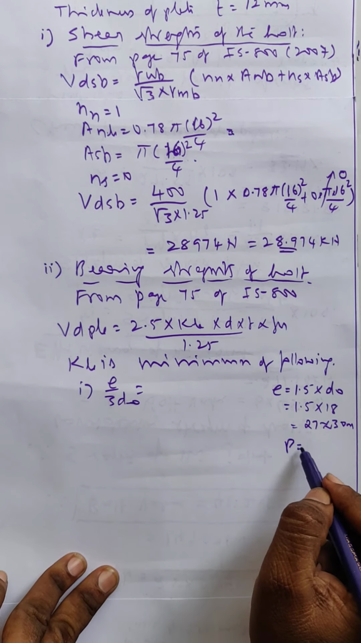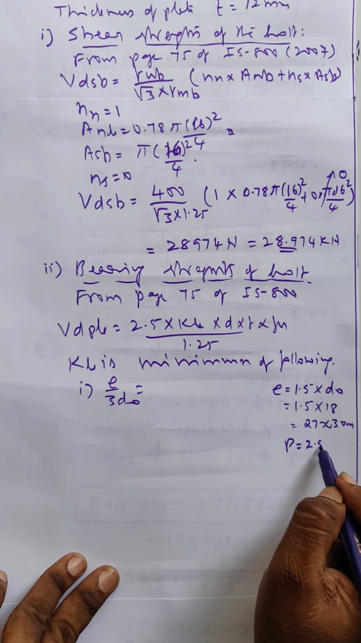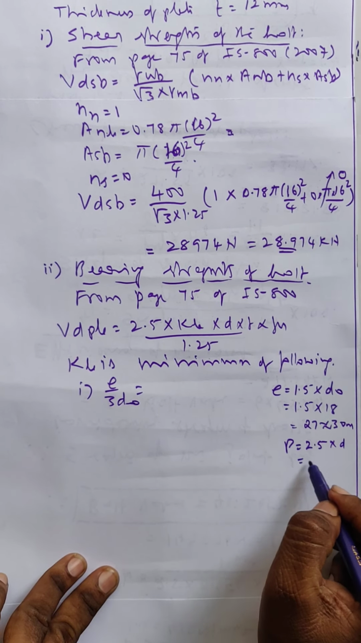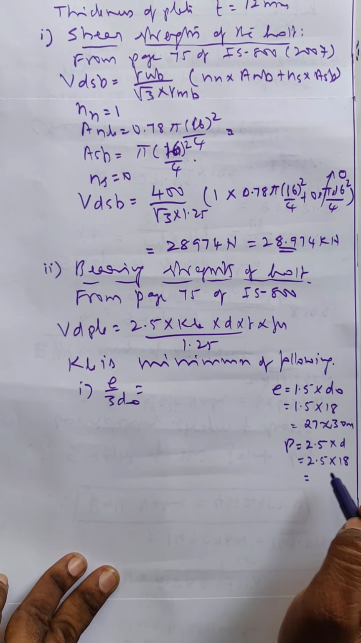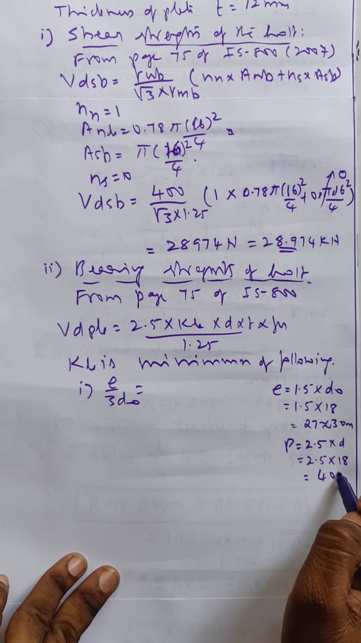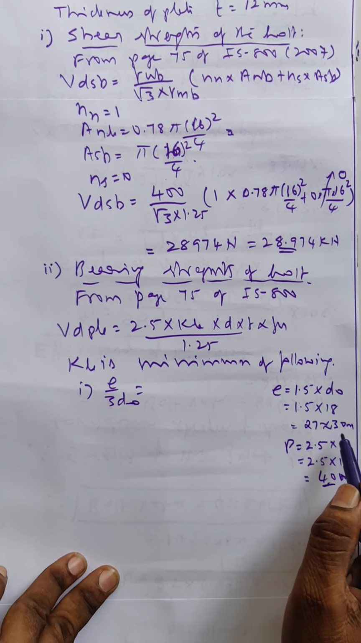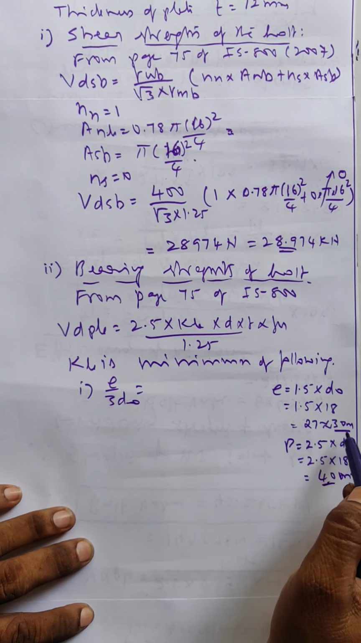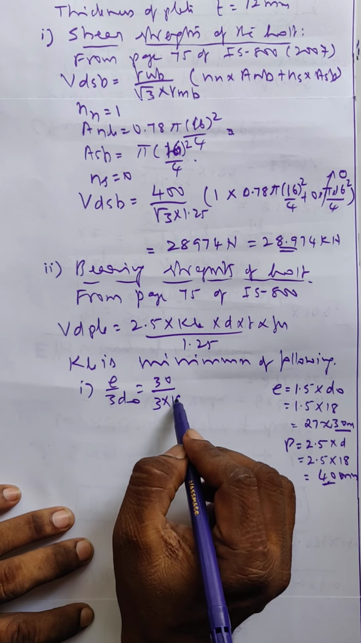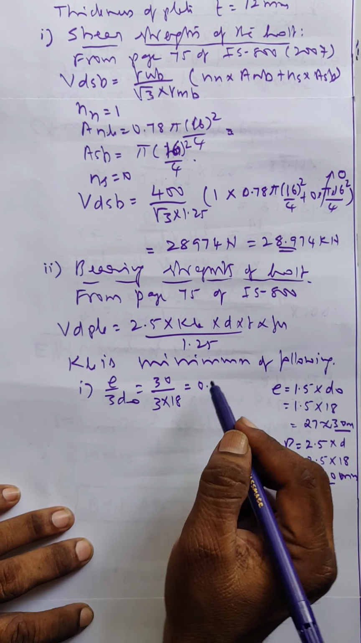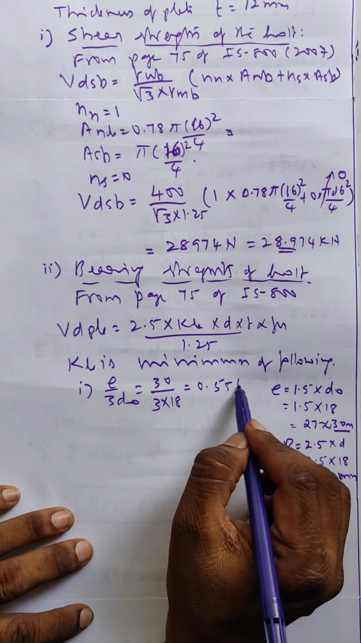Pitch is not given, therefore we can calculate. It is 2.5 times the diameter of the bolt, therefore 2.5 into 18, it comes 40 mm. Now pitch I am taking 40 mm, edge distance I am taking as 30 mm. It is 30 by 3 into D naught, with D naught 18 mm, it comes 0.556.